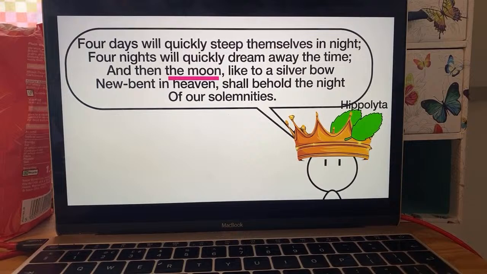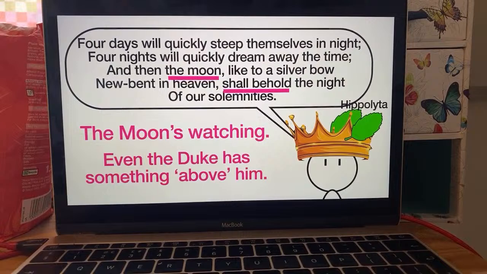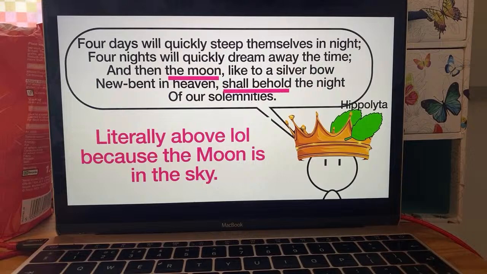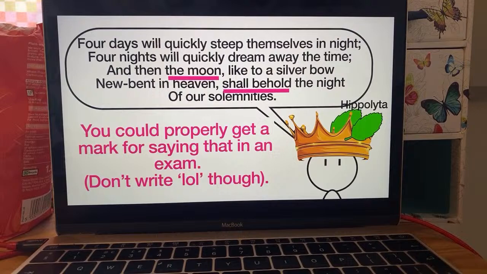silver bow. So we've got already, these are just the first two lines, basically, of the play, and we've already got loads of talk of the moon. So the moon is watching them, right? The moon is going to behold their wedding. I've put that even the Duke, who is obviously very important, has something above him, literally above, because the moon is in the sky. But you could properly get a mark for that in an exam.